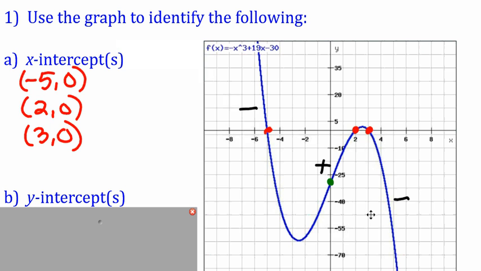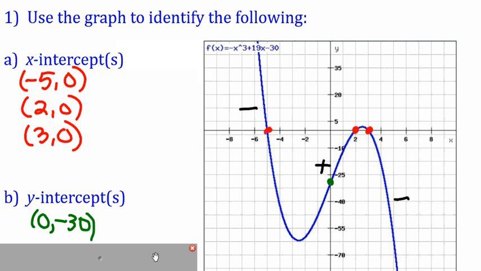So what we could do, if the input is 0 and we have a rule for the function, is put 0 into the function and see what we get out. So remember, we have the opposite of 0 to the third power. Well, 0 times 0 times 0 is 0. The opposite of 0 is 0. We're going to add that to 19 times 0. Well, that's 0. And then we're going to subtract 30. Well, 0 minus 30 is negative 30. So we have our y-intercept at 0, negative 30.